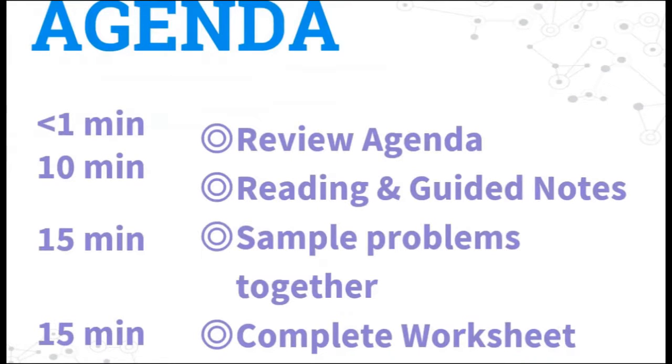So just to go over a quick agenda, it's going to take us less than a minute to do the agenda part. And then we're going to spend about 10 minutes on some reading and guided notes. And then we're going to do about 15 minutes worth of sample problems together to make sure you're on the right track. And then you'll have time to complete the independent practice on your own, which should be about 15 minutes of work for you, give or take, depending on if you like math or not, I guess. If you don't like math, maybe it'll take you a little bit longer.